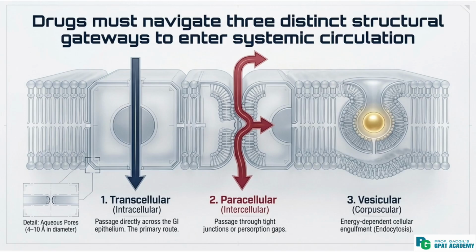They are the transcellular or the intracellular, in which there is passage directly across the GI epithelium. It is the primary route. Second is the paracellular or the intercellular, in which the passage is through the tight junctions or the persorption gaps. And third is the vesicular or the corpuscular, which is the energy-dependent cellular engulfment or the endocytosis.